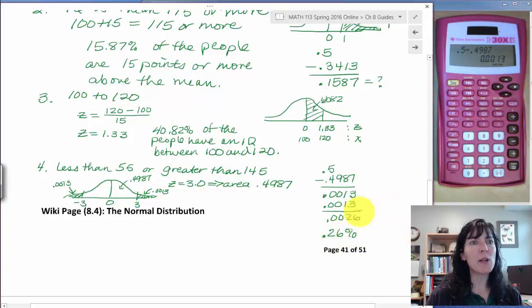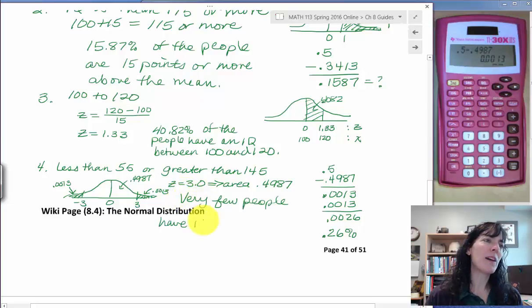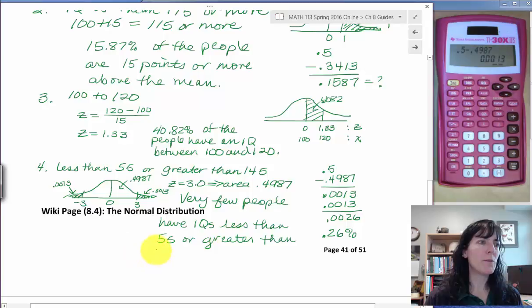And if we change it to a percent, it's 0.26%, not 26, because we have those two zeros that will move the decimal past, but it's going to stop right there in front of the 2. So it'll be 0.26%. That means very, very few, less than 1%, less than half of 1%, just barely over a fourth of 1%. So very few people have IQs less than 55 or greater than 145. And it is 0.26% of the people. Make that decimal really large.